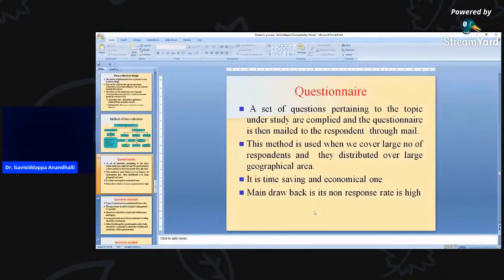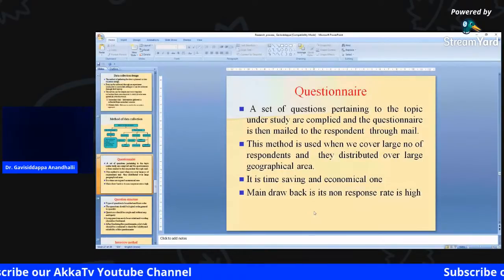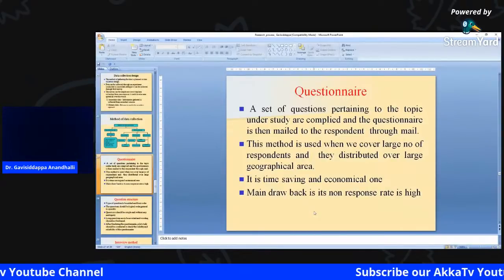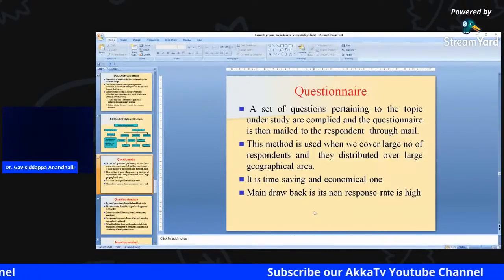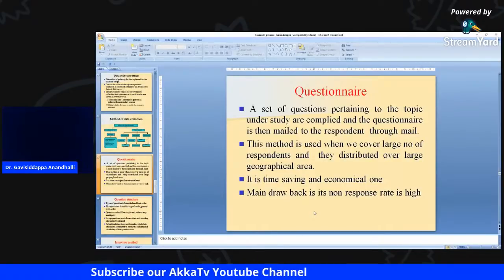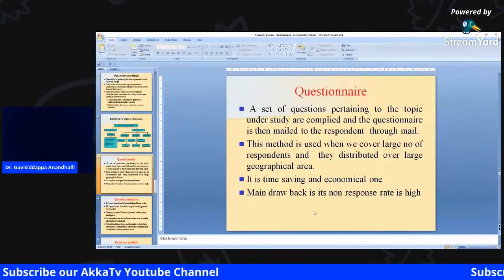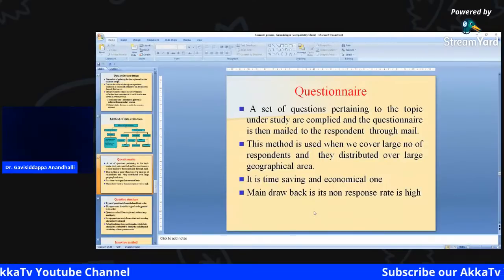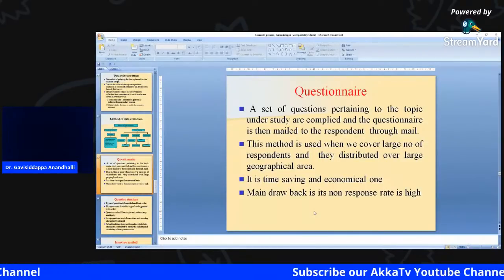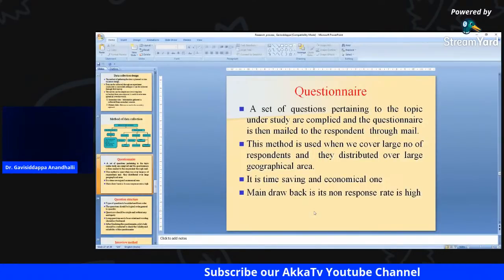So to cover the larger population, this is the only method you can use to collect the data. So it is time saving and economical. The main drawback is that the non-response rate is high. One of the major advantages of the questionnaire is that it can cover a larger sample and population. One of the drawbacks is that the non-response rate is high.